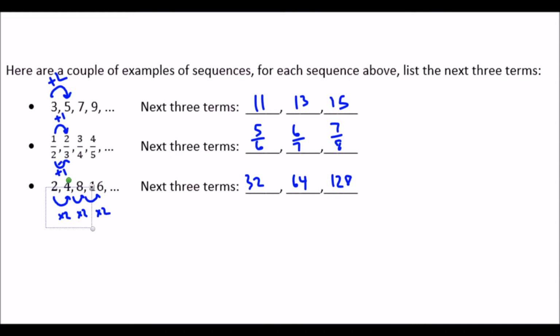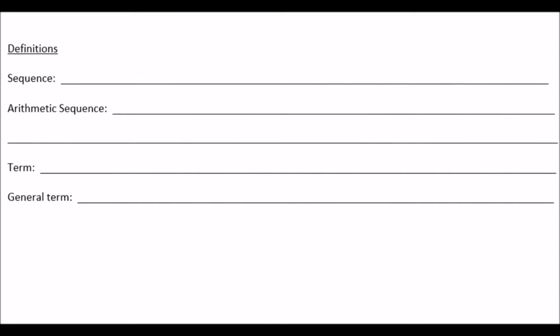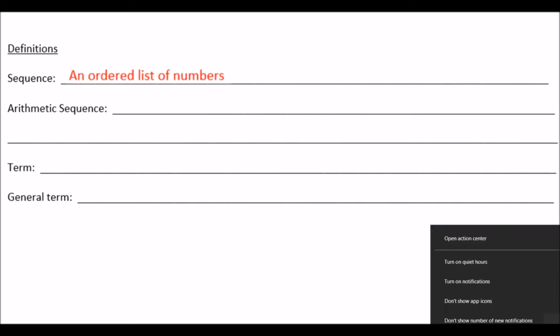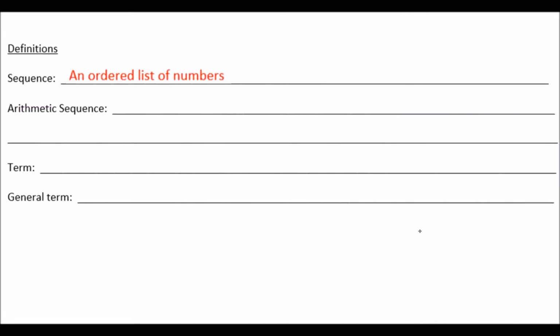There we go. All right, continuing on, let's define a few things here. So what's a sequence, Mr. Wills? A sequence is an ordered list of numbers. So any ordered list of numbers is a sequence. Arithmetic sequence. All right, so this is a sequence, but what is it? An arithmetic sequence is this: a sequence with the same difference.